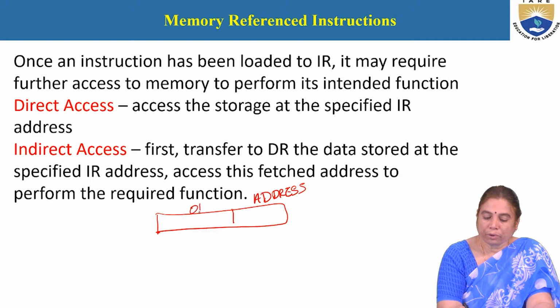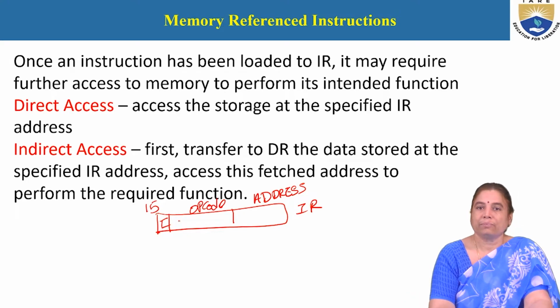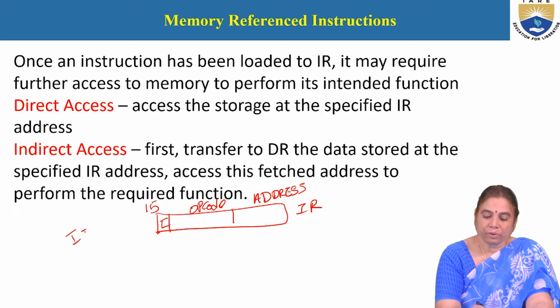Next, the opcode. And the last bit, the 15th bit of the instruction register, is used to represent the mode of access, that is, based on the I value. If the I value is equal to 0, it is direct access. If the I value is equal to 1, then it is indirect access.